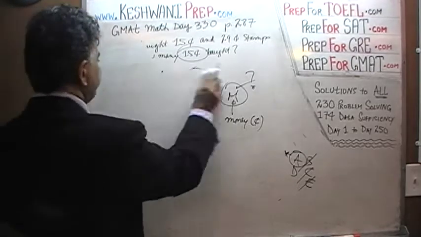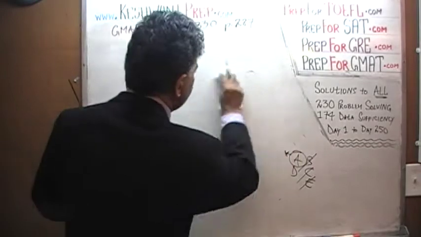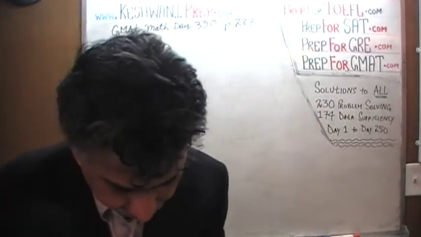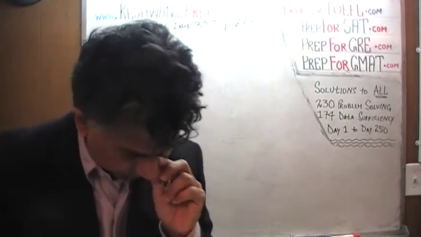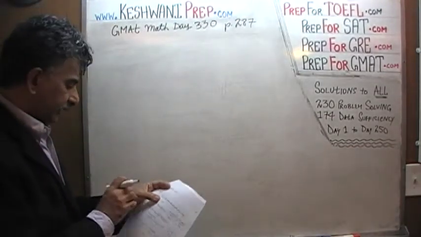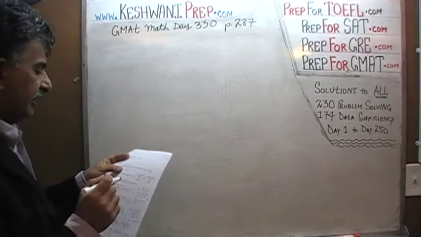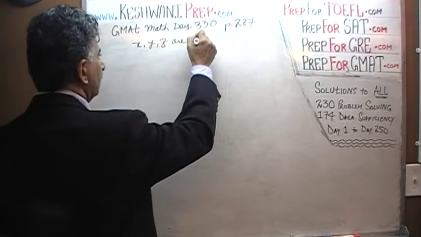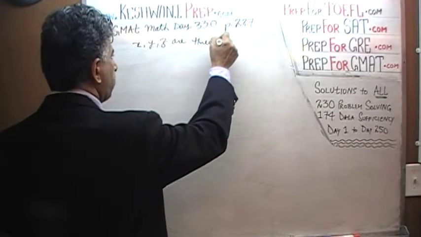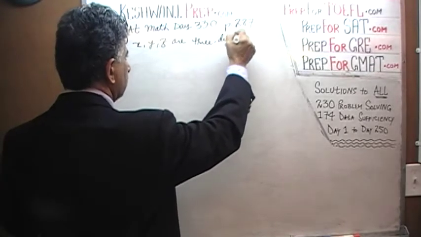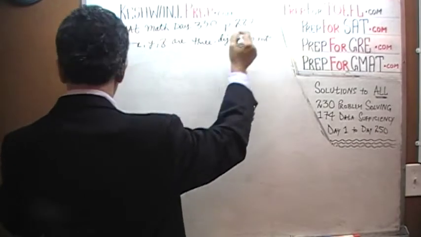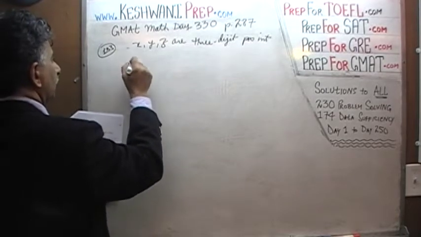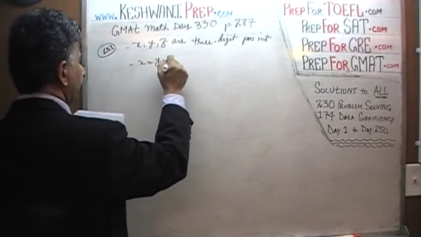Number 133. In number 133, we are told that x, y, and z are three-digit positive integers. We are also told that x equals y plus z.